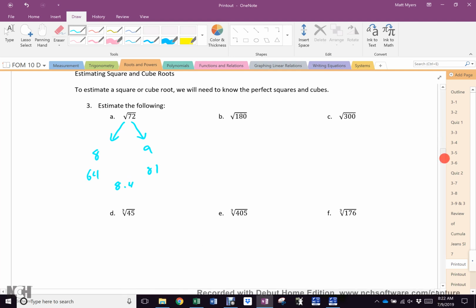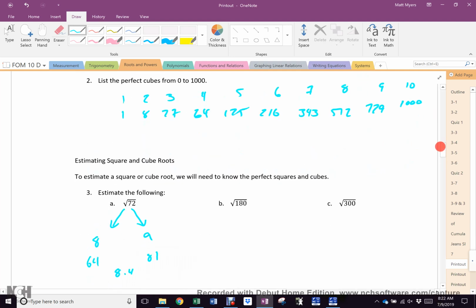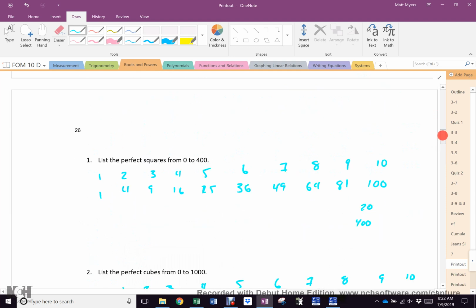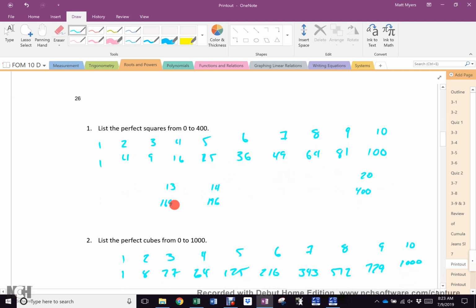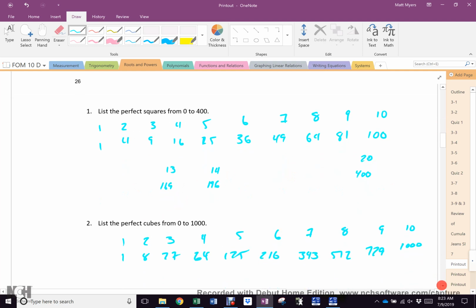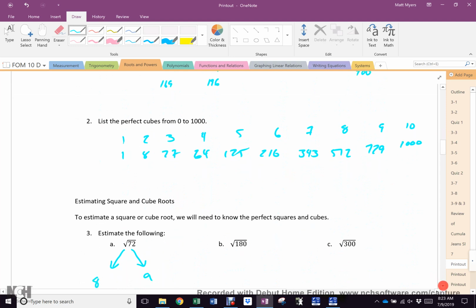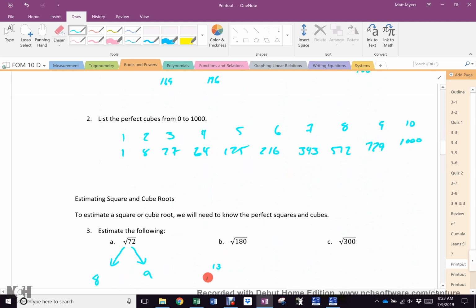Let's look at 180. Do it real easy like. Where does 180 fit? Well, it's not on the list we have, right? But I'll tell you, 13 is 169, 14 is 196. Where does 180 fit there? 13 is 169, 14 is 196. Which is it closer to?